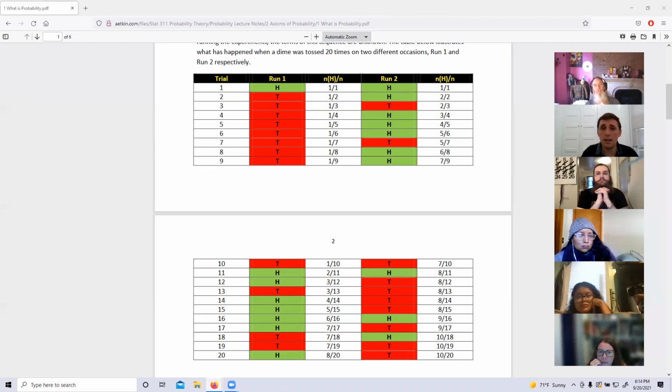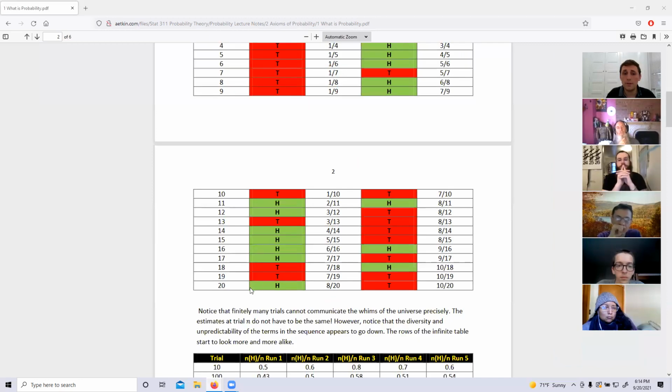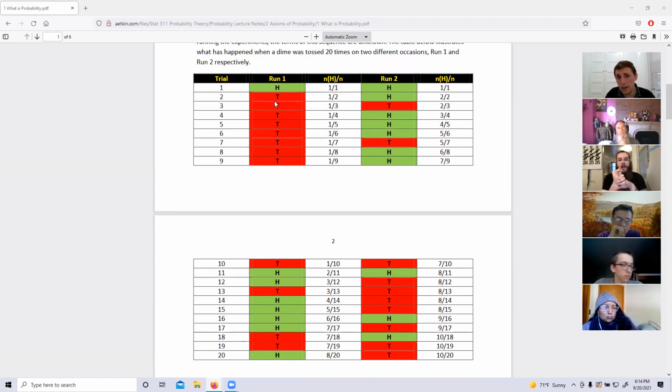Yes, and here I run it 20 times for both situations, and here I got exactly half, and here I got less than a half. And you can see, by the way, it's pretty interesting how many times I had tails.